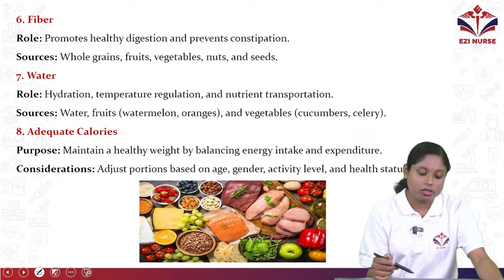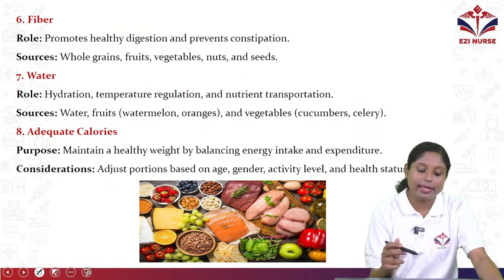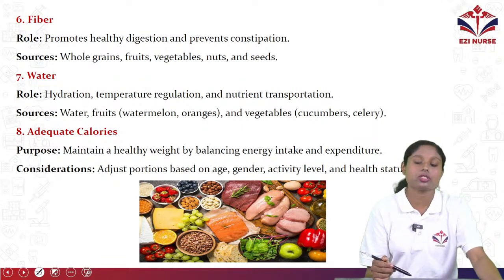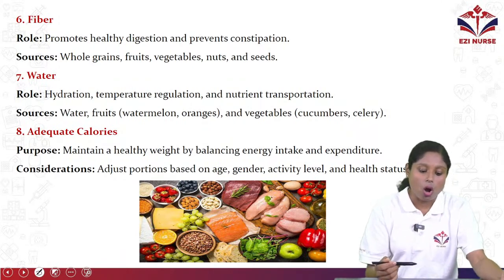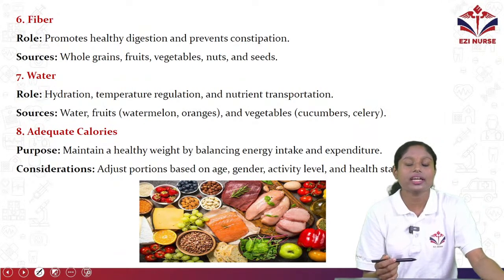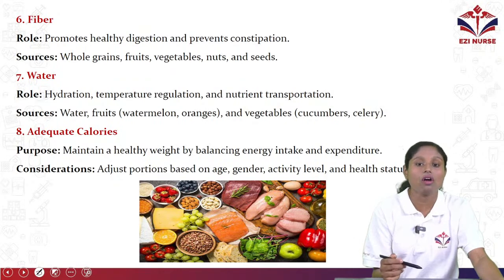Coming to fiber. What is the role of fiber? It promotes healthy digestion and prevents constipation. It aids in the process of digestion and also prevents constipation. Sources: whole grains, fruits, vegetables, nuts and seeds. Those are the main sources of fiber.